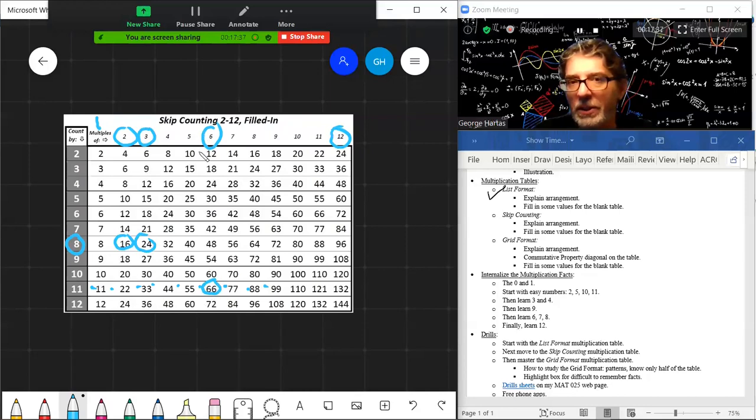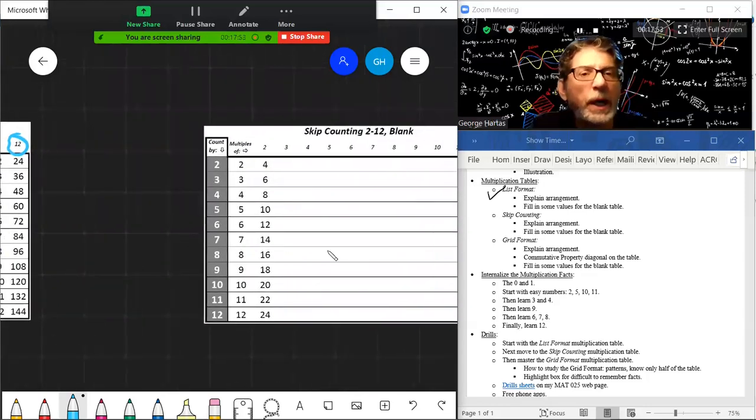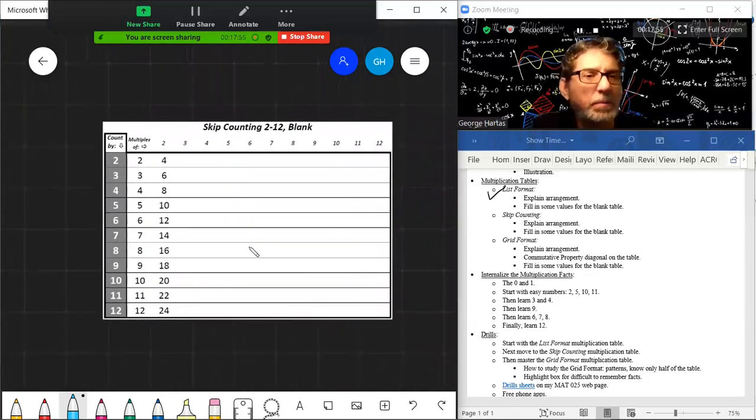11 6s are 66. So there are definitely hidden and unhidden patterns in multiplication tables that will help you to internalize this. So here's what a blank one will look like. Okay, right here. Here's what a blank one looks like.